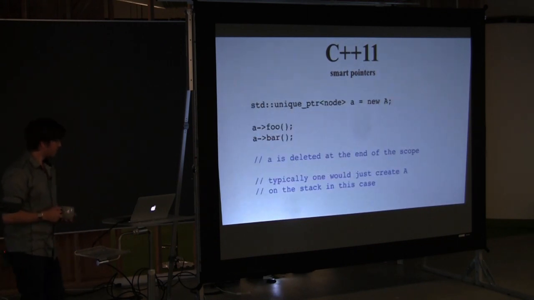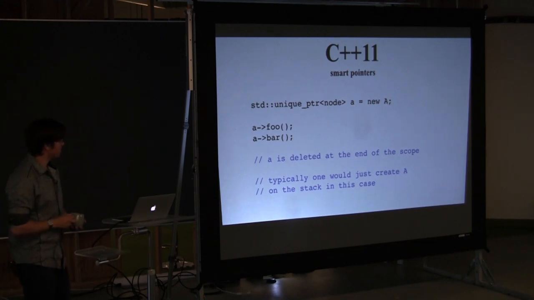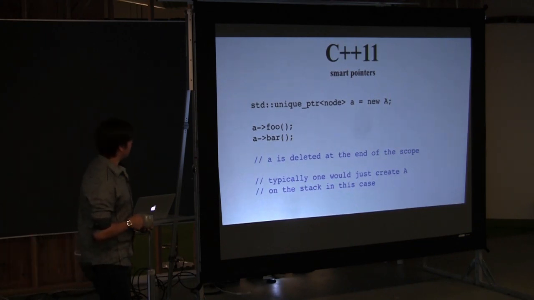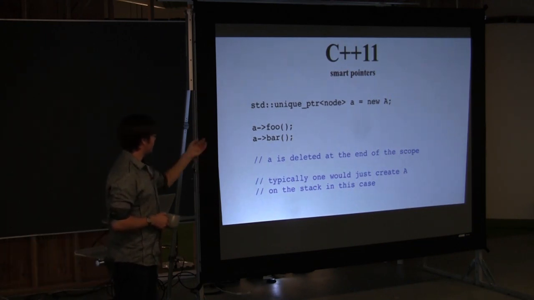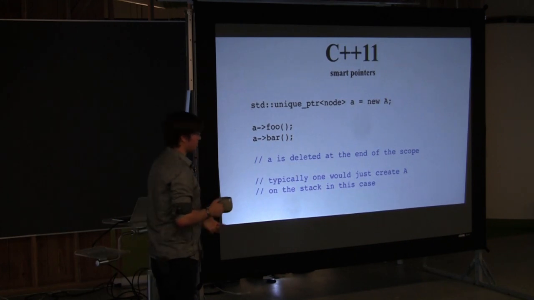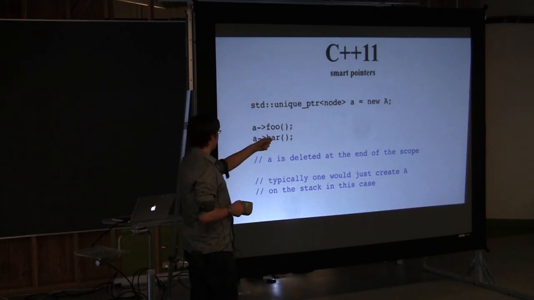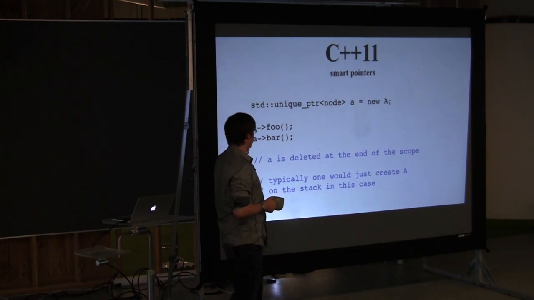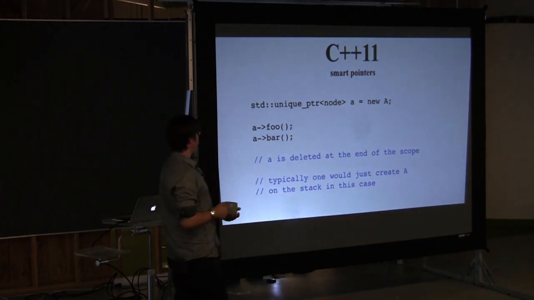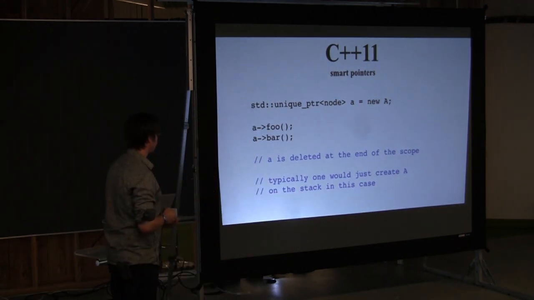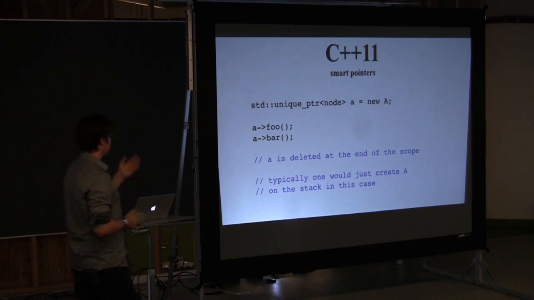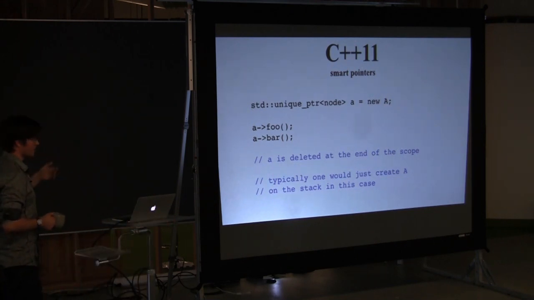So this is perhaps a kind of a contrived example. Let's say for some reason A needs to live on the heap and it cannot live on the stack. So we allocate it with new, and we grab it in a unique pointer. We can call functions on it, and at the end of the scope, it will be deleted for us. Typically you would want to just create A on the stack in this case.